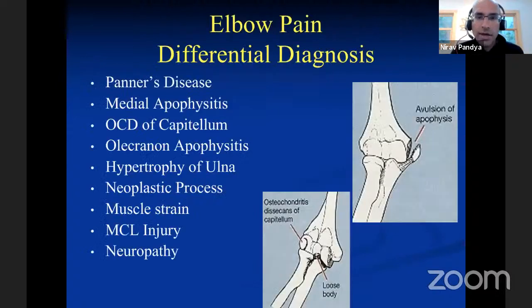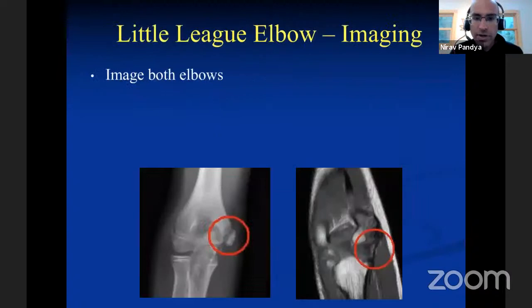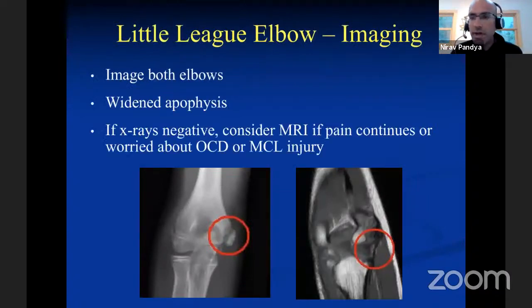There's a large differential diagnosis for elbow pain, but I think the key thing is if they're tender over the medial epicondyle and they have x-rays which demonstrate it, you pretty much have your diagnosis clinched. Once again, you have to image both elbows. If you're concerned, you look for a widened apophysis. And only if x-rays are negative do you get an MRI, if the pain continues or they're tender laterally.